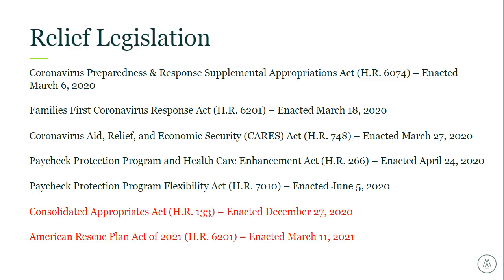So this is the long list of relief legislation that has been passed over a year. The two pieces of legislation in red at the bottom are the two that we're going to cover the updates from. It's the Consolidated Appropriations Act, which was enacted in December, and then the American Rescue Plan Act, which was enacted just a couple of months ago in March.